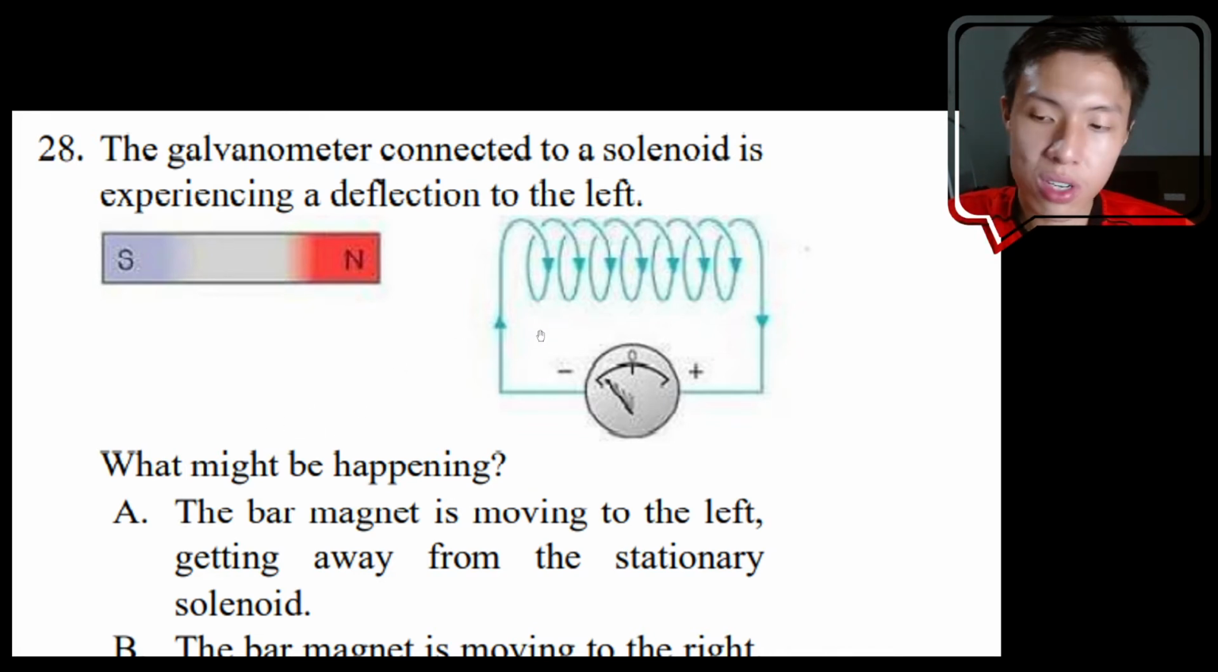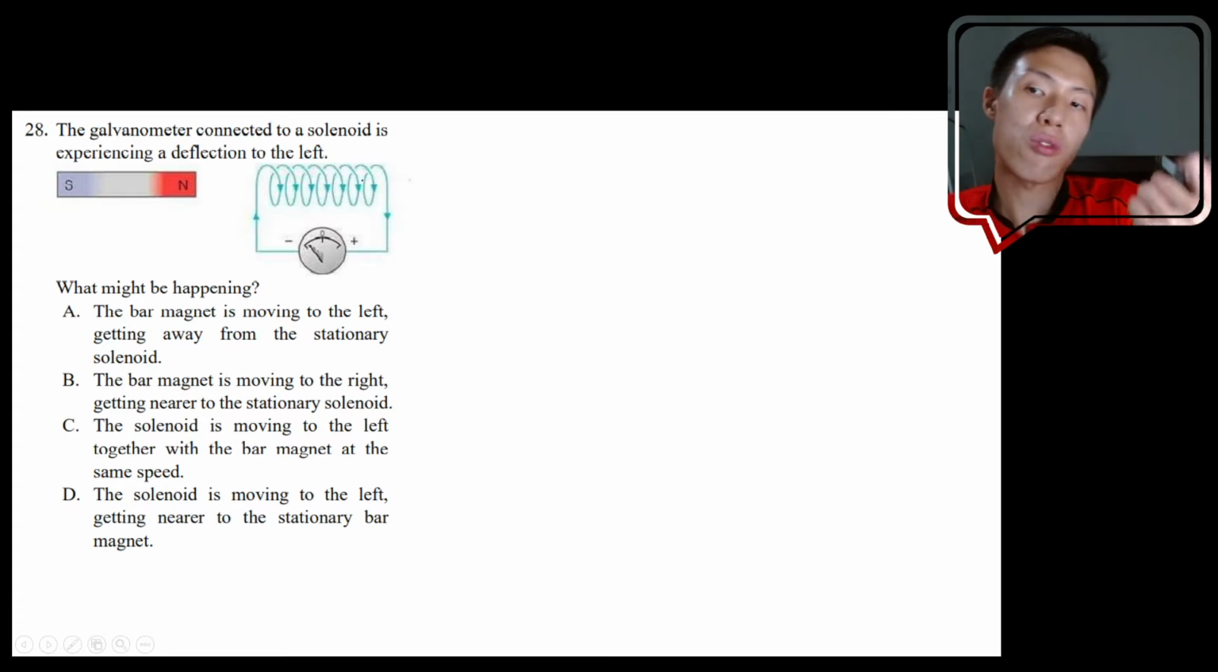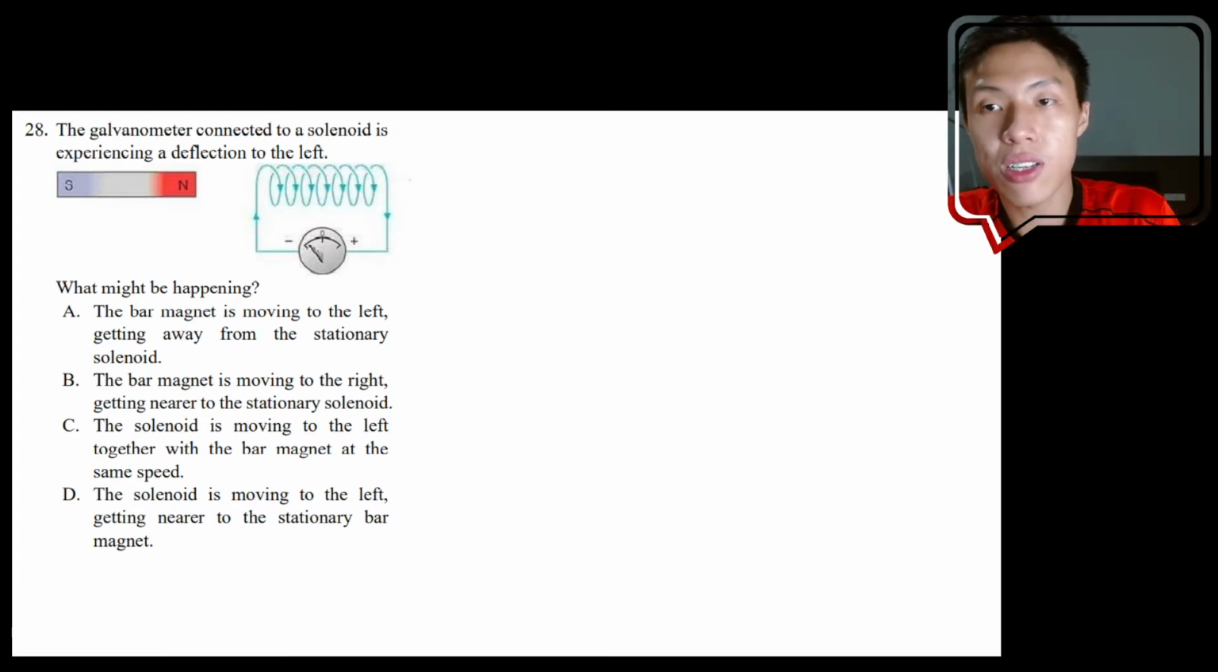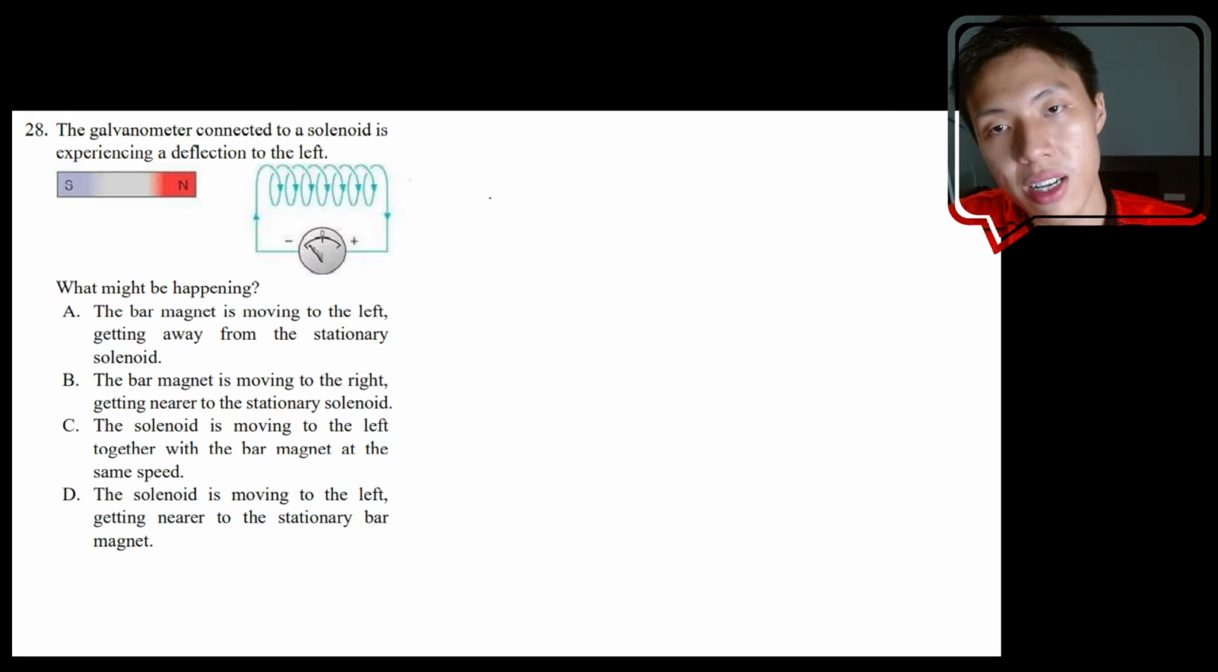Let's try to determine the north pole and south pole for this solenoid first. If you use your right hand grip rule, you will see that your thumb will be pointing to the right. Yeah, your thumb will be pointing to the right.